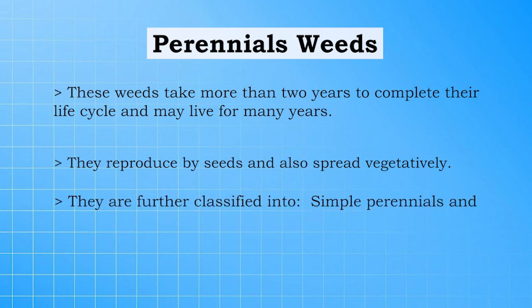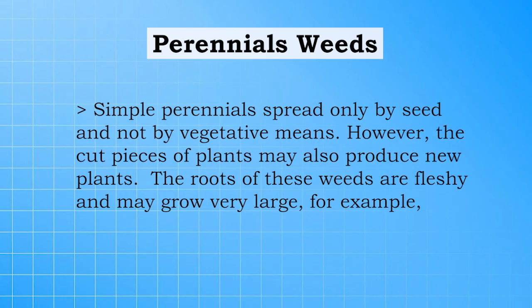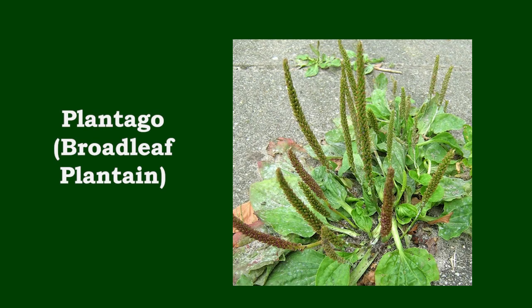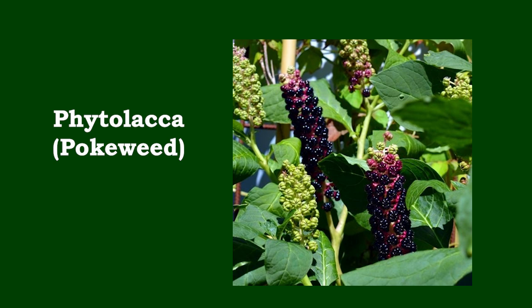They are further classified into simple perennials and creeping perennials. Simple perennials spread only by seed and not by vegetative means. However, the cut pieces of the plant may also produce new plants. The roots of these weeds are fleshy and may grow very large. For example, Rhamnus, buckthorn, Plantago, broadleaf plantain, and Phytolacca or pokeweed.